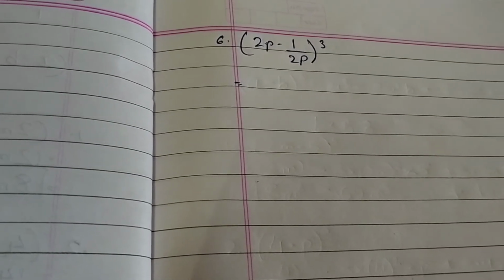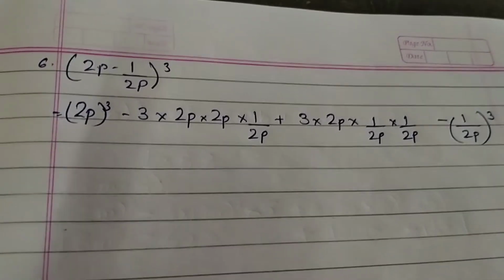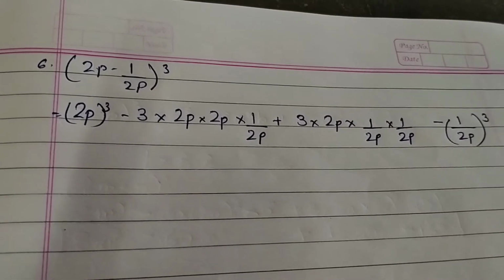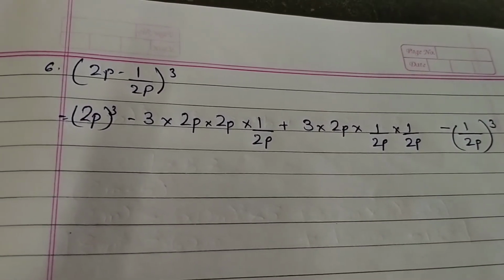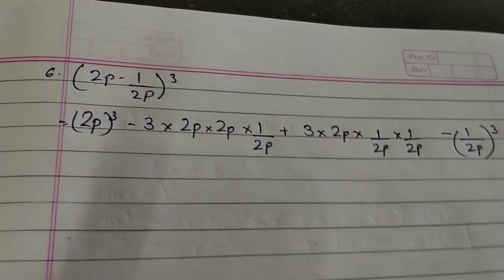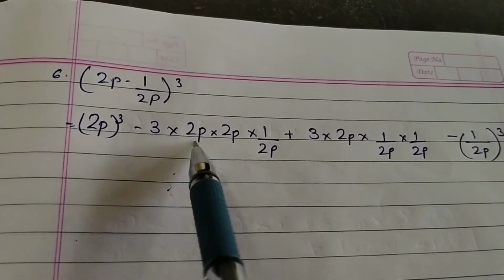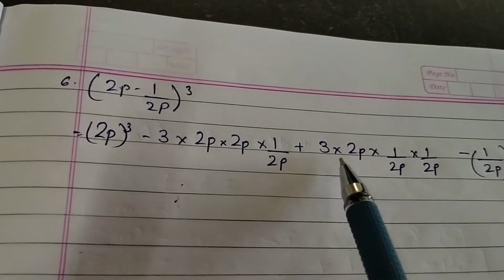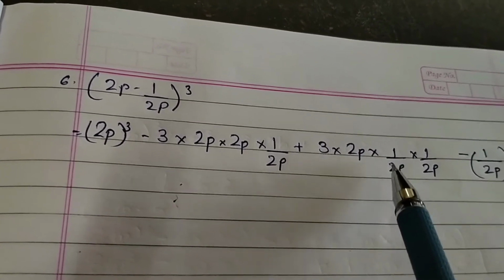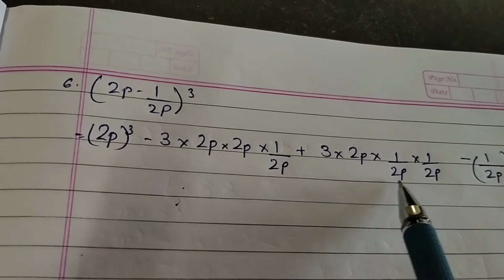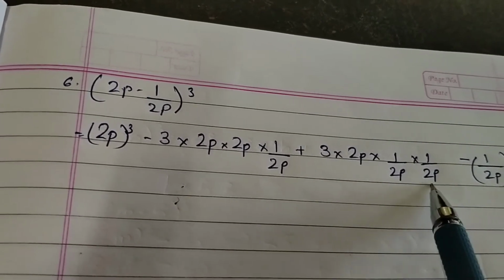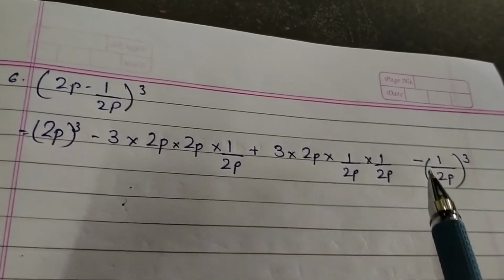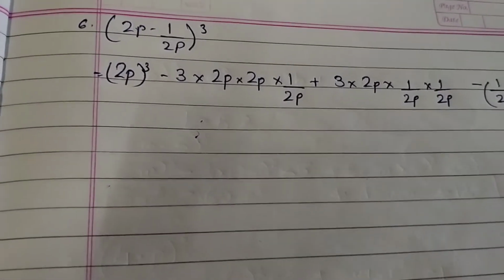Formulas, and we are going to put the values. So students, after putting the values, we are getting this (2p) the whole cube minus 3 into (2p) square. So 2p square I have just written as 2p into 1 upon p, plus 3 into 2p into 1 upon 2p square. So I have just written 1 upon p and 1 upon p over here, and minus 1 upon 2p the whole cube.